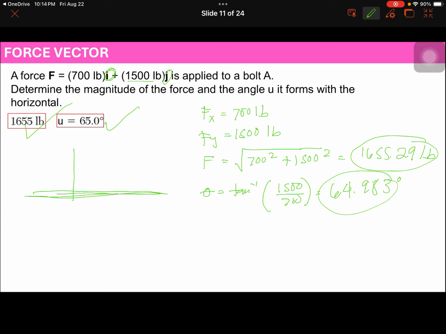So, kung ipa-plot mo yan sa graph, positive ang Fx, so going to the right, and then Fy is also positive, so upward. So, your F is somewhere between ng dalawa. So, nandito yung F, and your theta measured from the horizontal is ito, yung 64.98. Ganyan yung graph niya. This is your Fy, this is Fx.